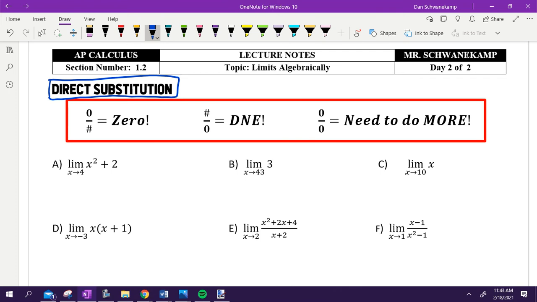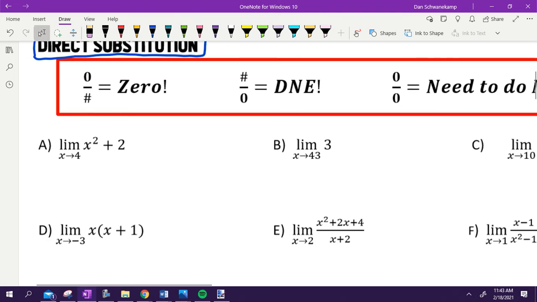If you can plug in the x value, it can tell you the limit. So, for example, if I take the number 4 and I plug it in here, 4 squared plus 2, what is 4 squared plus 2 going to get me? That is the limit. The limit as x approaches 4 is going to be 18. I am now done with that problem. If you can just do direct substitution, you're going to be perfectly fine.